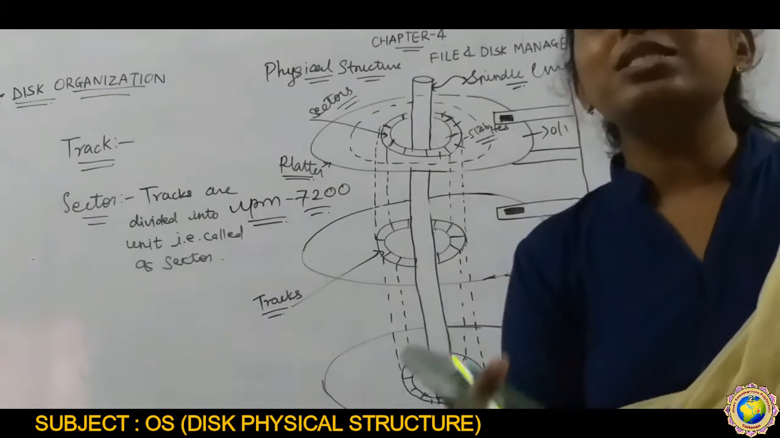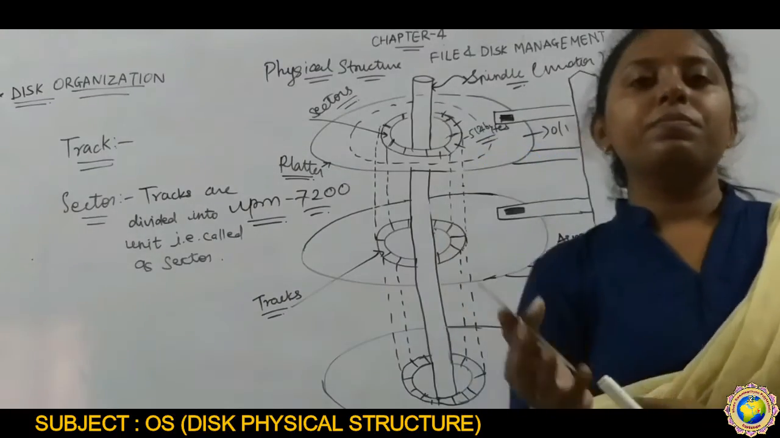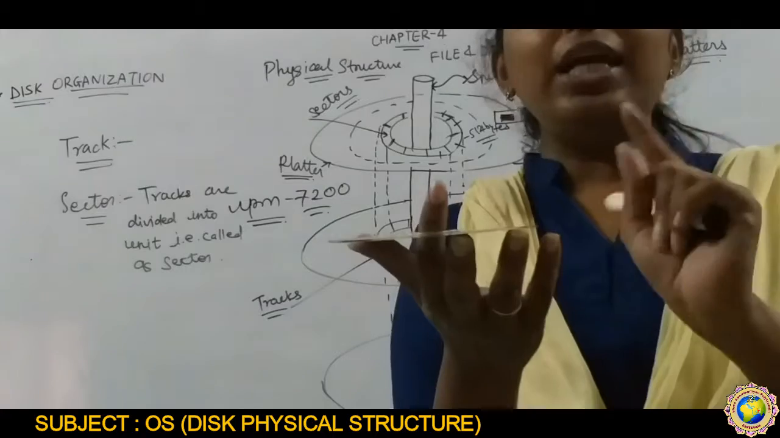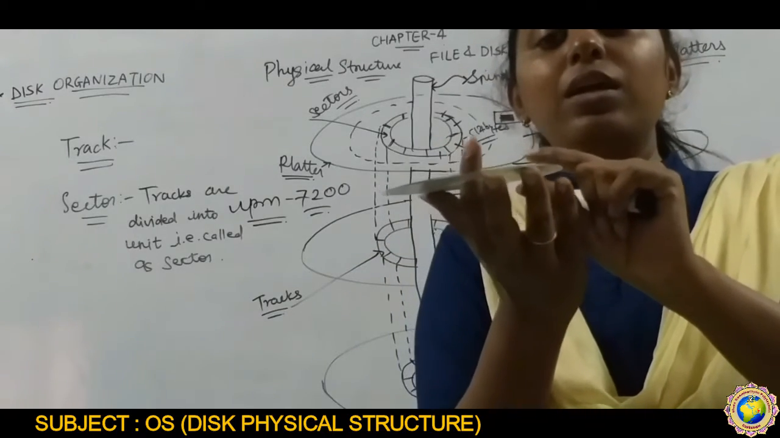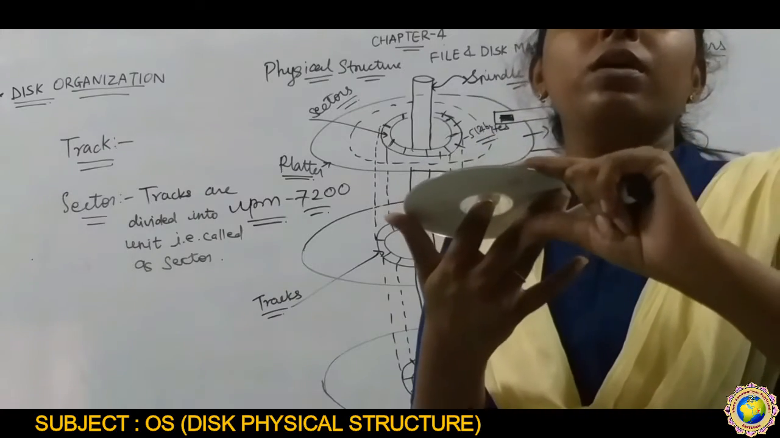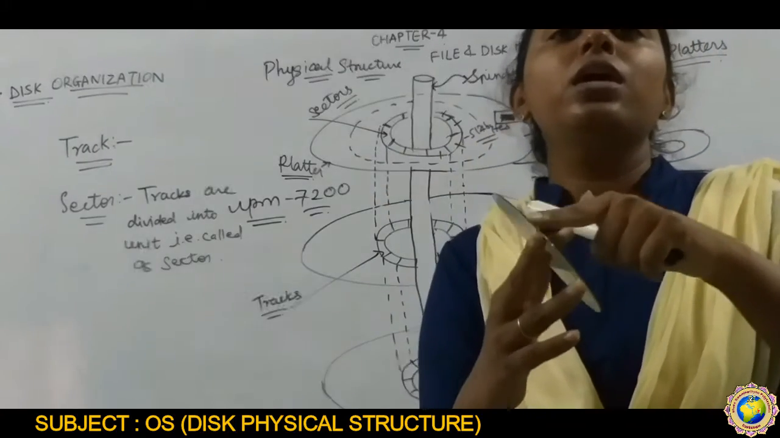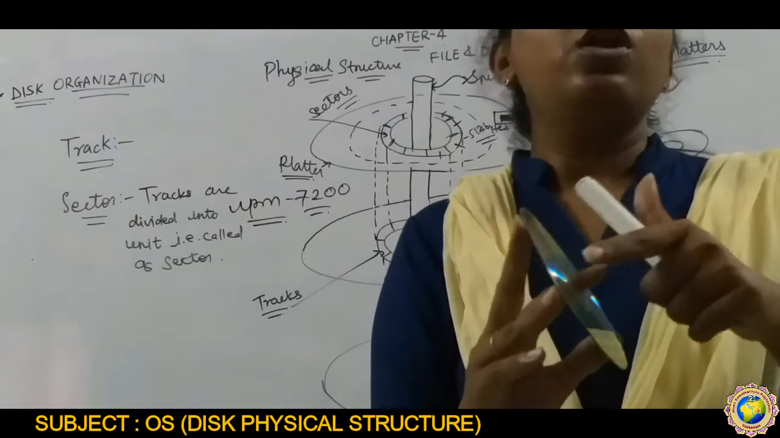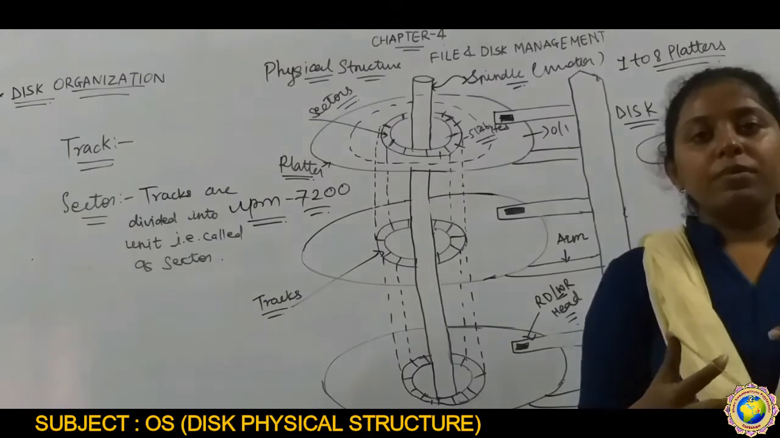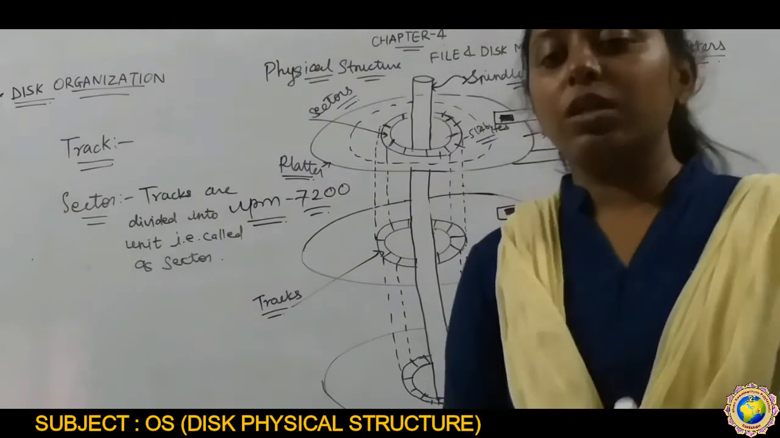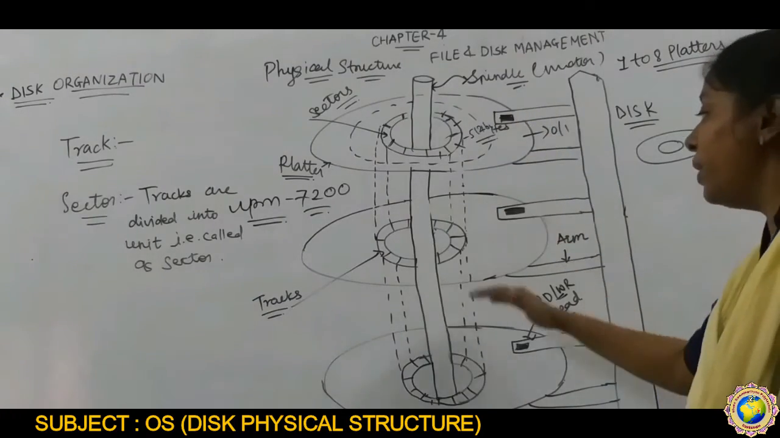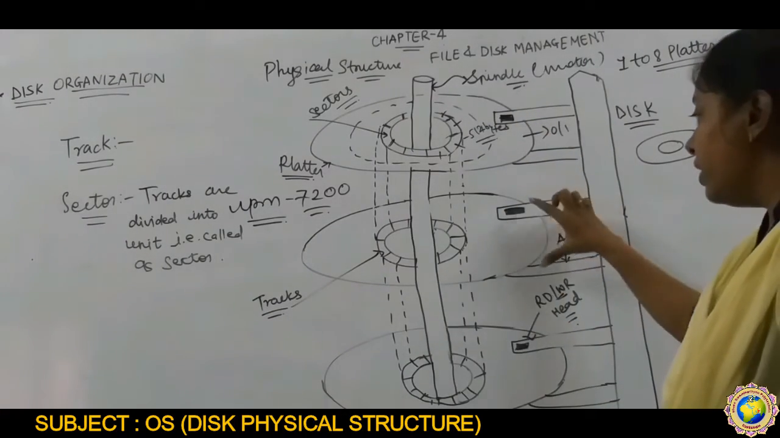Sometimes we say my disk is corrupted. That means the read or write head touches the surface and moves like this, so data will be lost. That's why it is called corrupt. So this is nothing but the read and write head. Each and every platter has a read and write head.